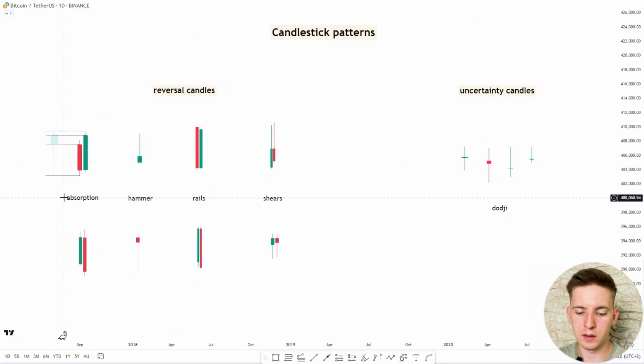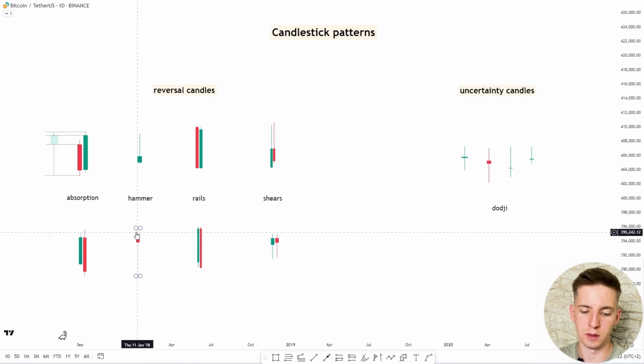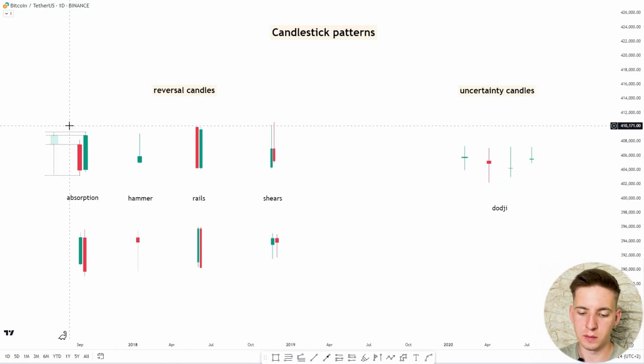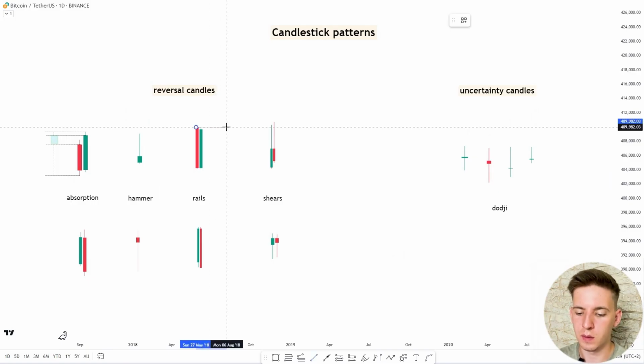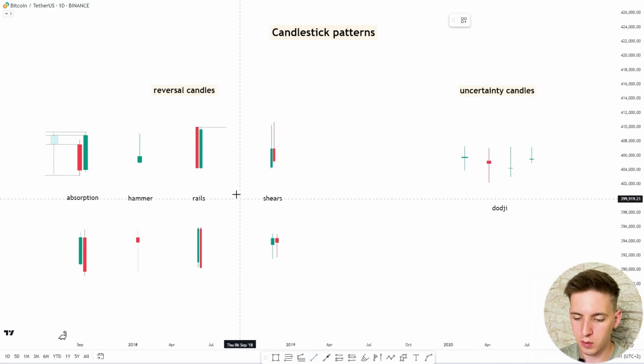And as you can see, this is essentially our hammer. In fact, all these candles are hammers. Let's break this down using the example of rails. The logic is the same. We mark the base of the candle, and we mark its global minimum. And we note the closing of this candle.